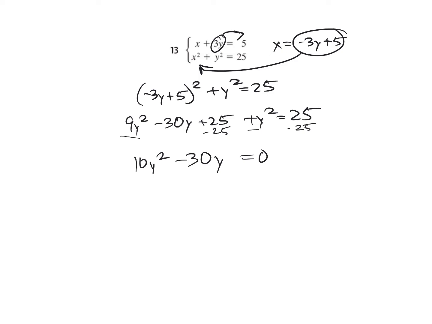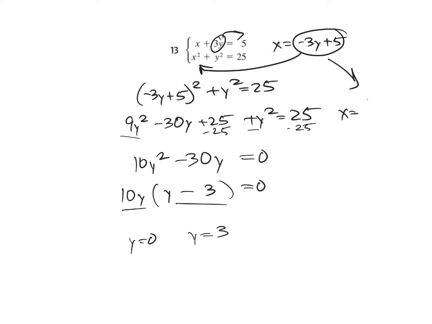If we factor out a 10y, we get y minus 3. So either y is equal to 0 or y is equal to 3. Okay, so now we're going to substitute negative 3 times 0 plus 5. 0 plus 5 is 5. So when y is 0, x is 5.